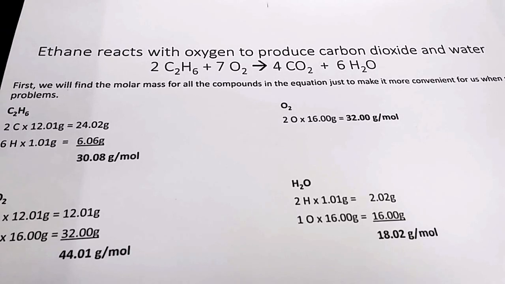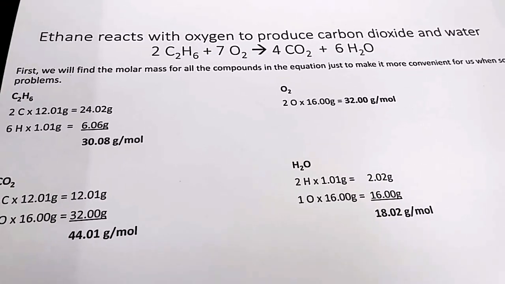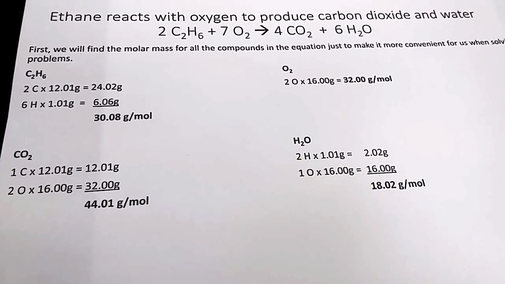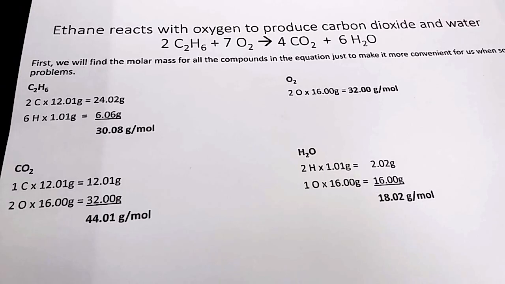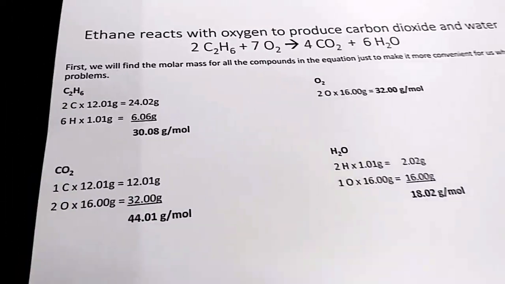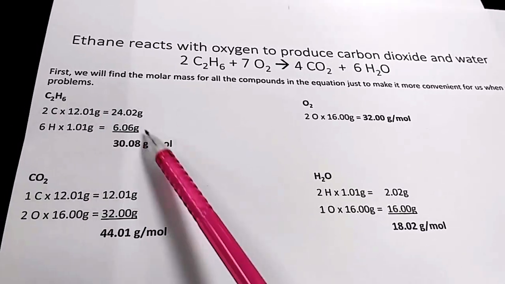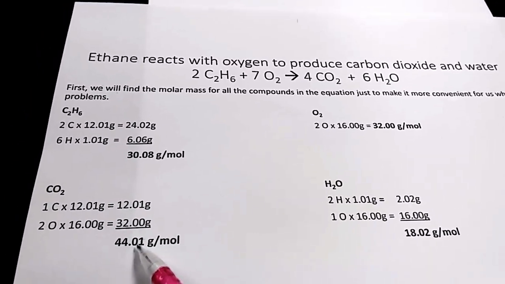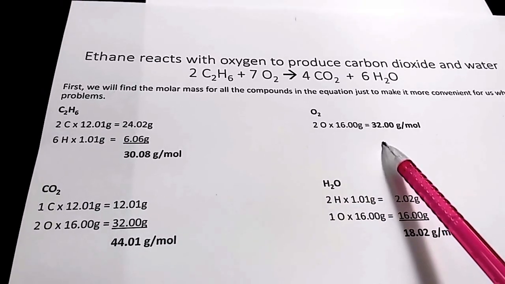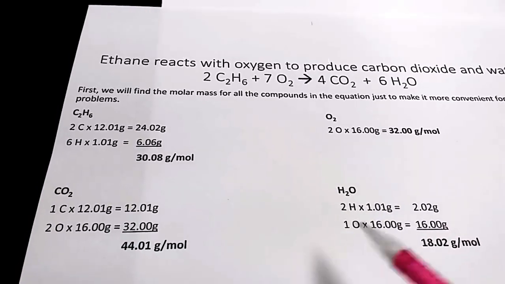The balanced equation is already provided for you, and on top of that, just to make it easier, I went ahead and provided the molar masses for all the compounds that are given because we're going to be using them. So if you notice, here's ethane, C2H6, molar mass is 30.08, carbon dioxide 44.01, oxygen 32, and water 18.02, and they're all grams per mole.